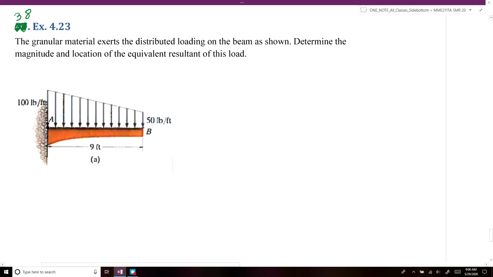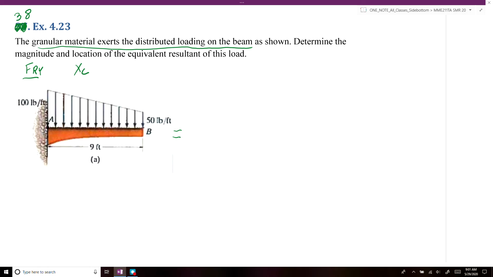So in this example, we're given that a granular material exerts a distributed load on the beam from point A to point B, and we're asked to determine the magnitude of the resultant force and the location of the resultant force along the beam from point A to point B. For this type of problem, we don't have an obvious distributed load or an obvious shape for our distributed load, and we were not given W of x in this case.